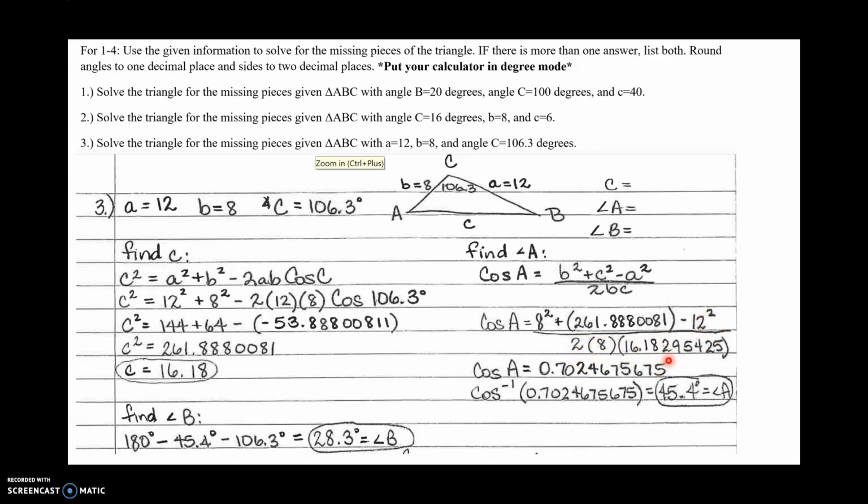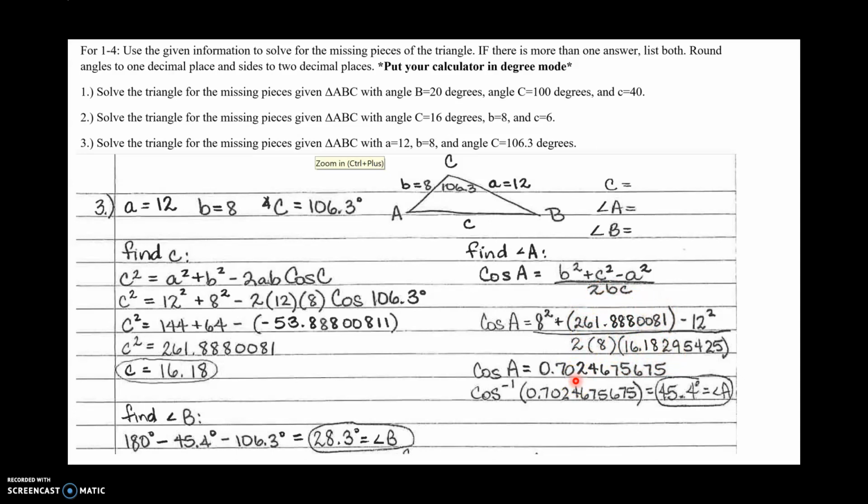Because I want my final answer to be accurate, you can see I'm using the value right here that was not rounded. So even though I rounded 16.18, notice that I'm keeping all the decimal places over here and here, just so that I round my final answer and it's accurate to one decimal place. So I'm going to throw this whole thing into my calculator at one time, and it gives me this value.